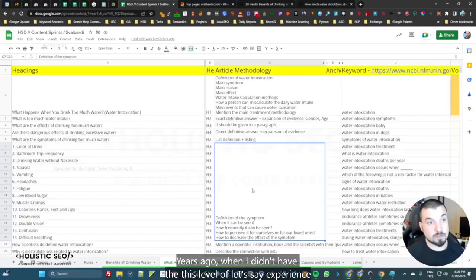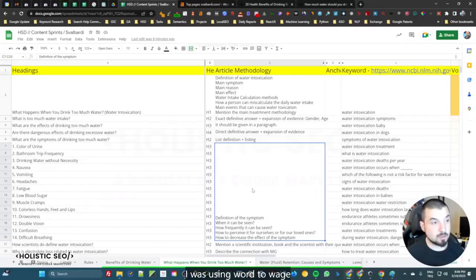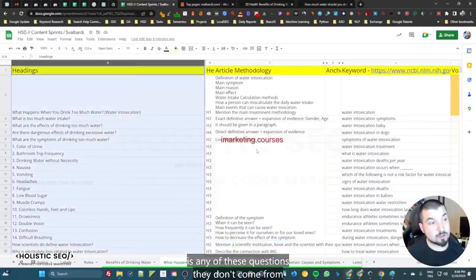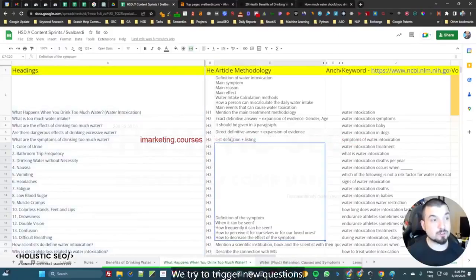Years ago, when I didn't have this level of experience, I was using word2vec or related words or different types of systems to find these things. But after a point, you will start to realize all these specific connections and you will start to sense it. And for the last 4 years, I don't use any tool. One more thing is, any of these questions don't come from people asked questions. We try to trigger new questions. We don't repeat the existing ones.